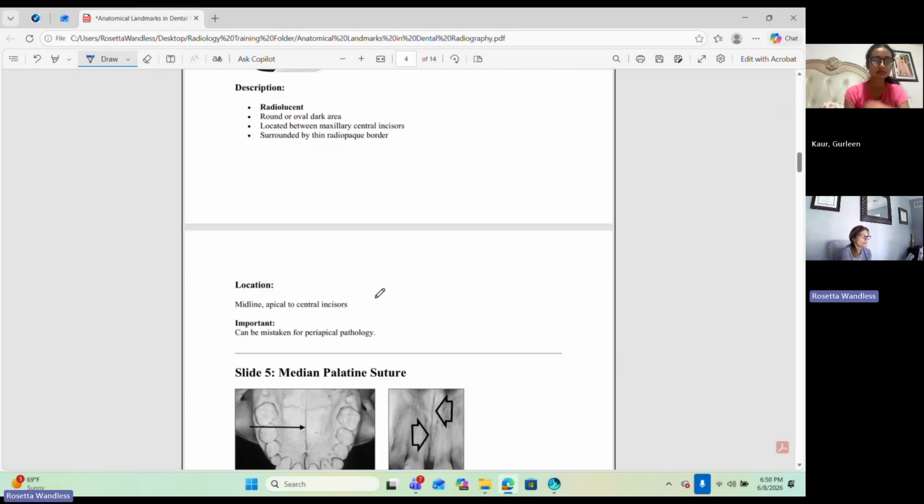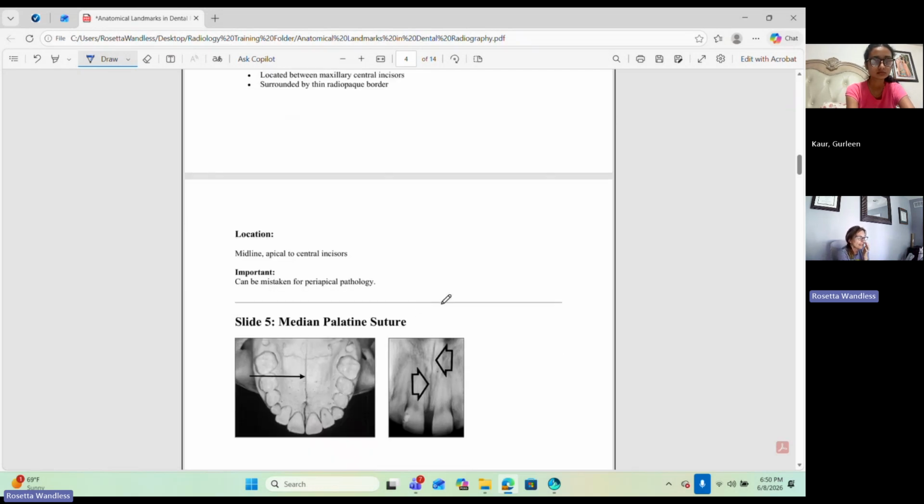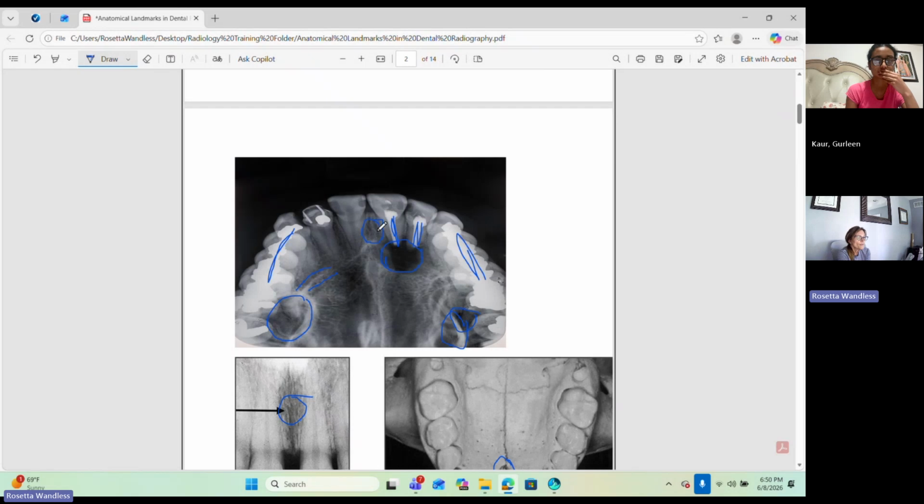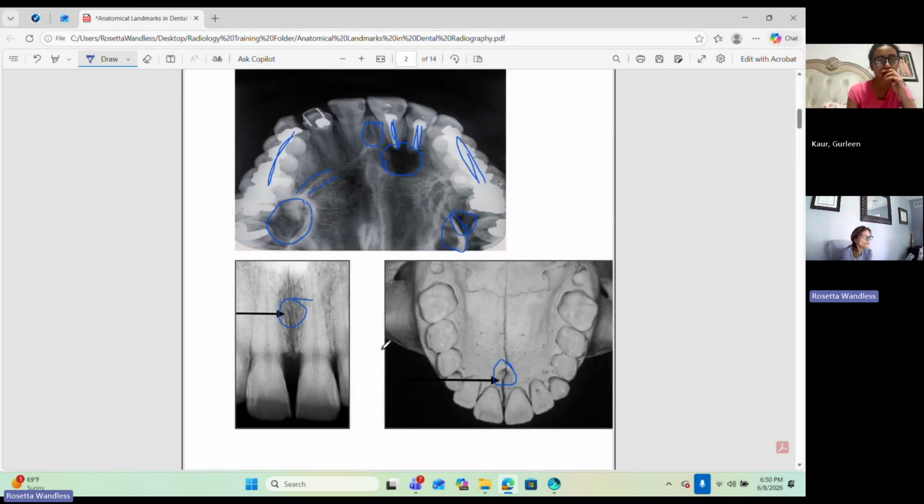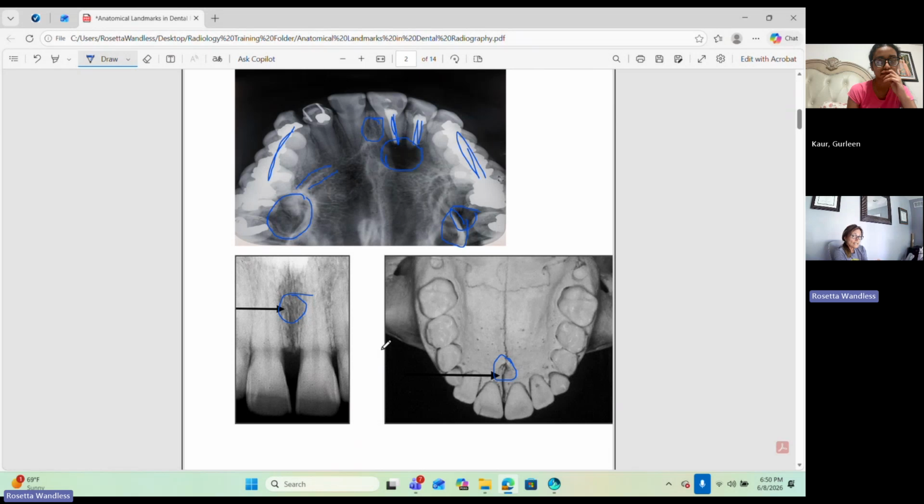Location: midline, by the apex of the central incisors, and it can be mistaken for periapical pathology. That's what we saw here because it's so close. If you're not looking correctly, you think, oh, that's just this, it could be a fracture. Meanwhile, it's the incisive papilla. That's really all we're talking about here. It's usually very tiny, and again, it's surrounded by that thin radiopaque border.